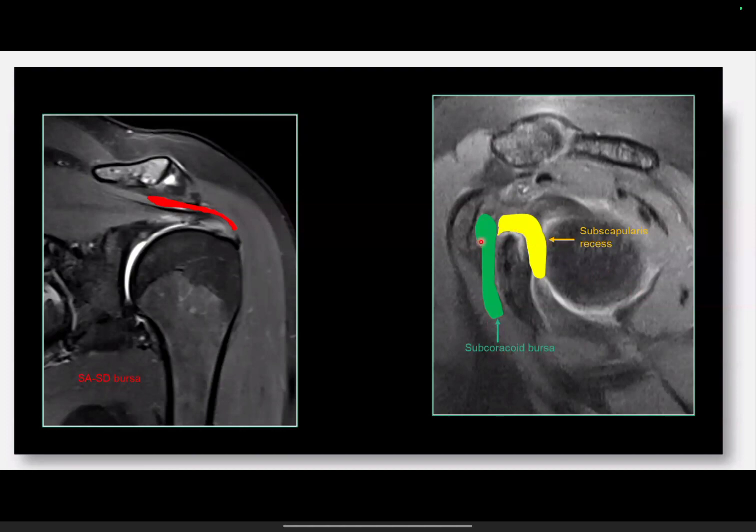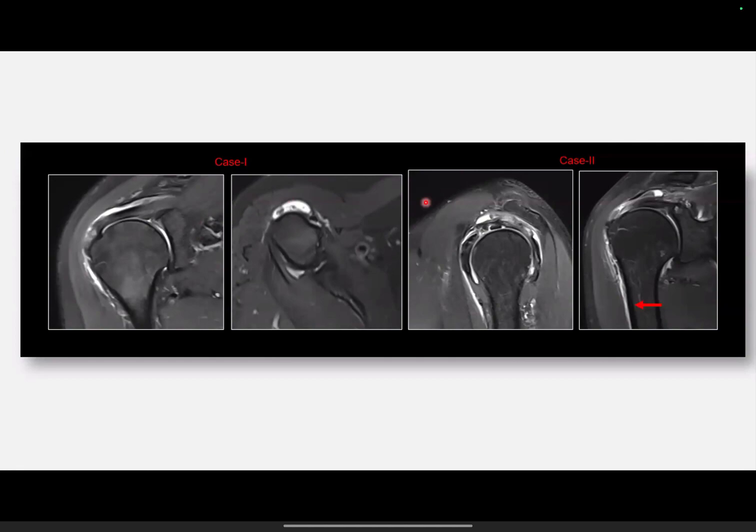So next is subcoracoid bursa, which will not communicate with the glenohumeral joint. And subacromial subdeltoid bursa also will not communicate with the glenohumeral joint if there is no cuff tear. If there is cuff tear, it can communicate with the glenohumeral joint. So these are the two examples of the bursitis.